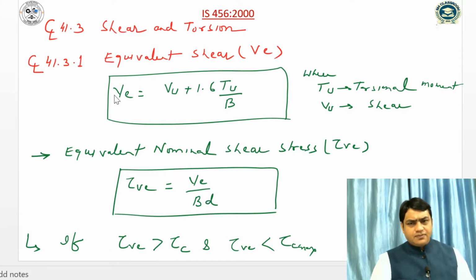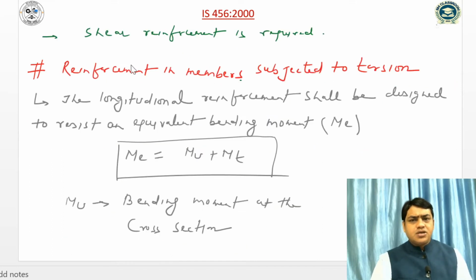When shear reinforcement is required, our equivalent nominal shear stress is greater than the shear strength of concrete, and this equivalent shear stress should be less than the maximum shear strength of concrete. If it exceeds, then we have to redesign the section, as I discussed in the previous lecture. Similarly, for the reinforcement in a member subjected to torsion, the longitudinal reinforcement shall be computed to resist the equivalent bending moment.